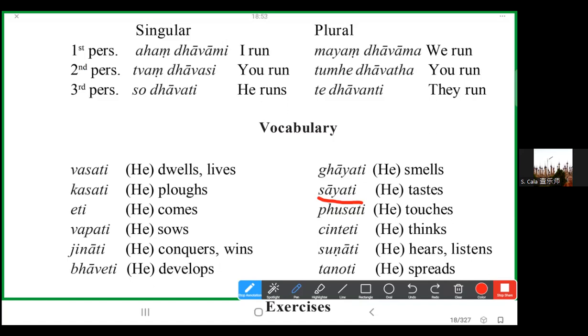Sayati, sayanti, sayasi, sayata. The long A: sayami, make it long. A long A means longer and heavier in your voice. So longer: sayati, sayati. All right. So sayati, sayanti, sayasi, sayata, sayami, sayama.